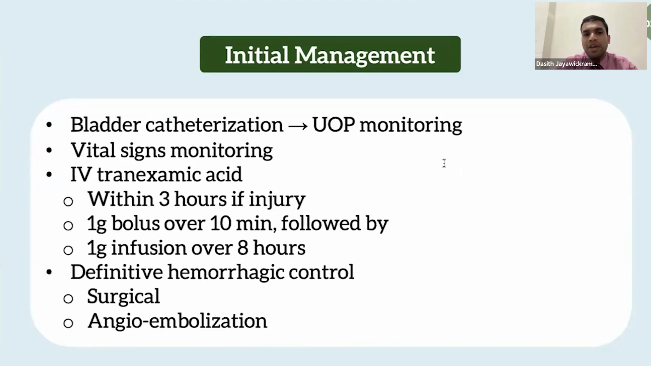And then we have to catheterize the patient, because we have to measure the patient's urine output to assess the renal perfusion, and measure the vital signs of the patient: the blood pressure, the pulse rate, the respiratory rate, the saturation, those things. And we can give IV tranexamic acid. Tranexamic acid is an antifibrinolytic agent. So it prevents the lysis of fibrin. So the clot formation is augmented.